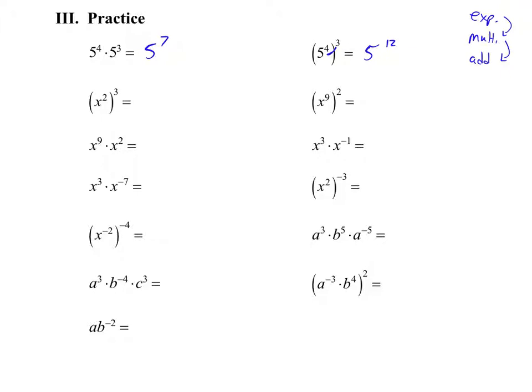So, okay. X to the 2nd power to the 3rd power. This one right here is going to be x to the 6th. Yep. So they did a power to a power, so a step below exponents is to multiply. Next one is x to the 18th. You guys agree with that?